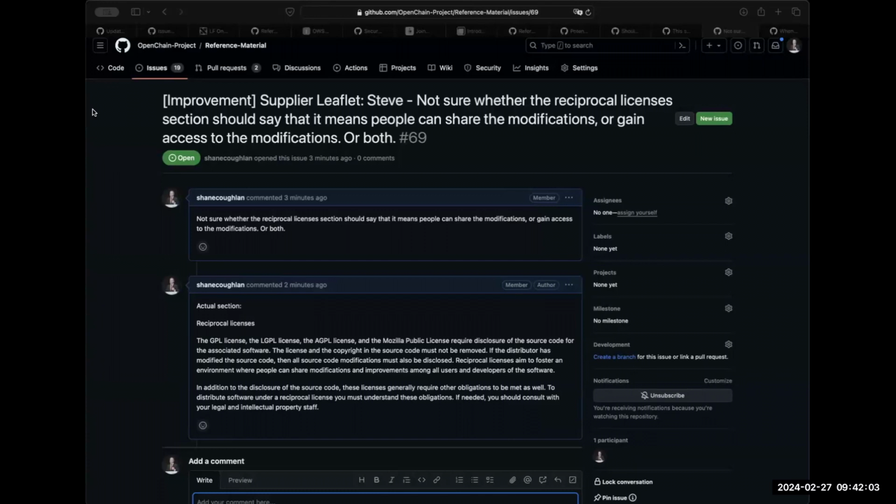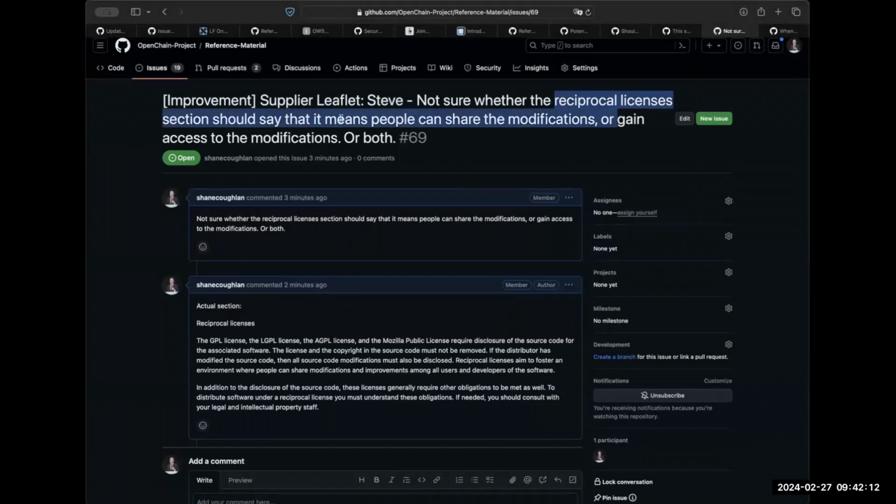I guess then the question I have is, is there any lack of clarity in that? You know, Steve read it as, I'm not sure if the reciprocal licenses section should say it means people can share the modifications or gain access to the modifications or both. I think it basically says what it needs to already. I'm not sure it should make any further statement that, you know, you can share the modifications.